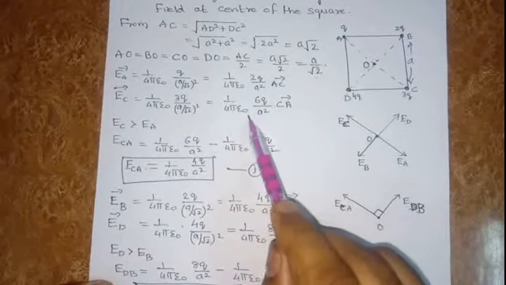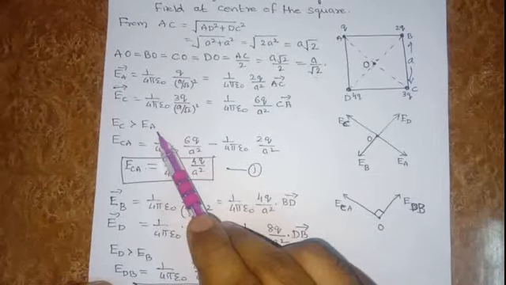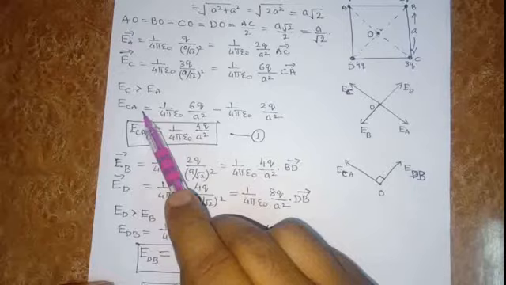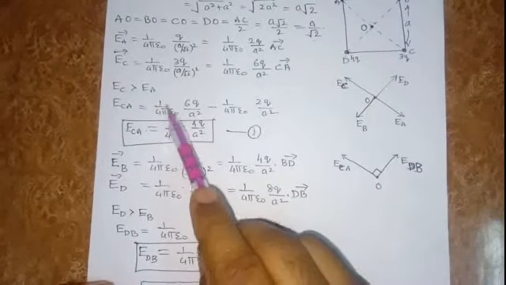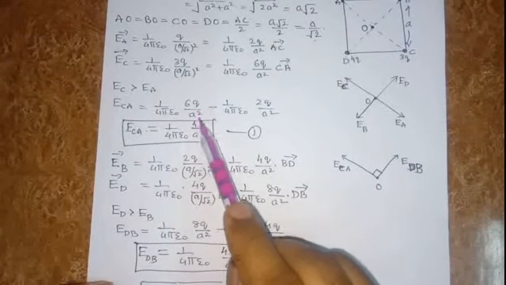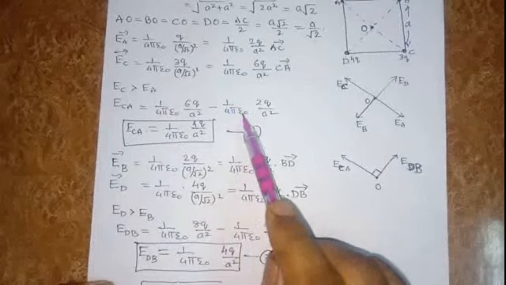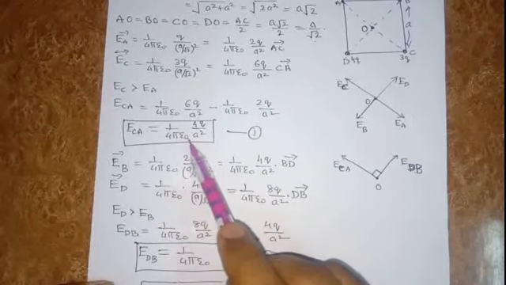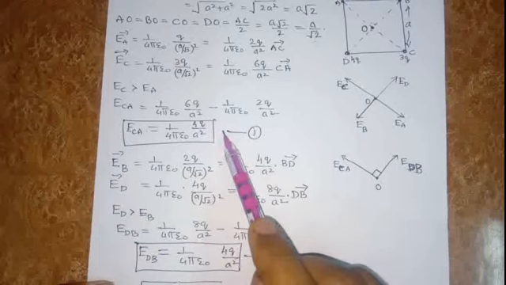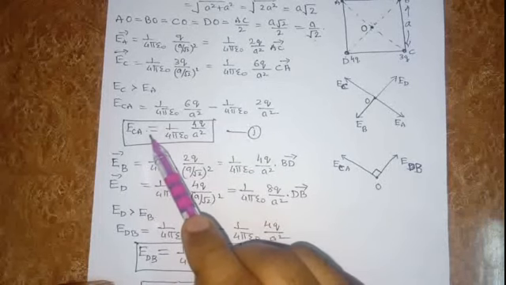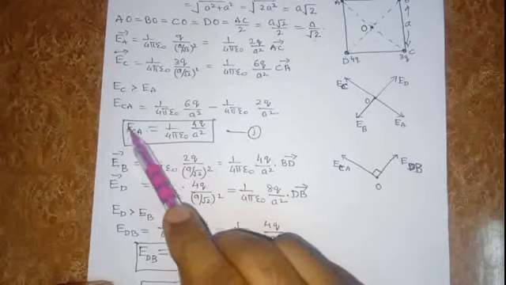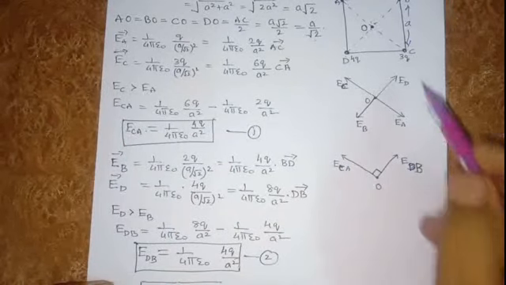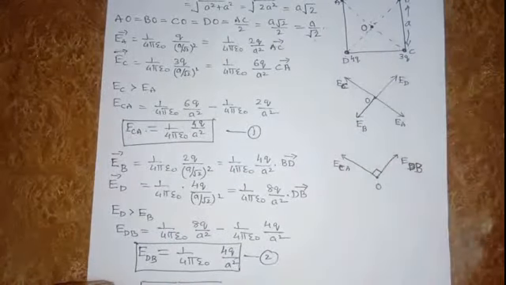From EA and EC, it is clear that the magnitude of EC is greater than EA. Therefore, the net electric field in the direction AC will be 1 by 4 pi epsilon 0 6Q divided by A square minus 1 by 4 pi epsilon 0 2Q divided by A square. That will be 1 by 4 pi epsilon 0 4Q divided by A square. That will be the net electric field in the CA direction, ECA, in the direction of C to A.